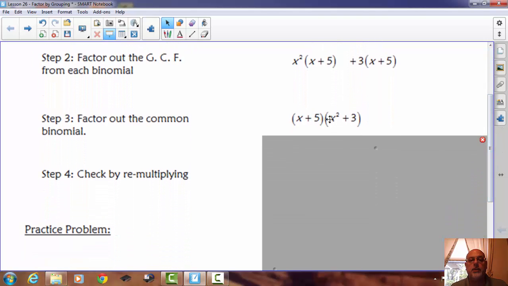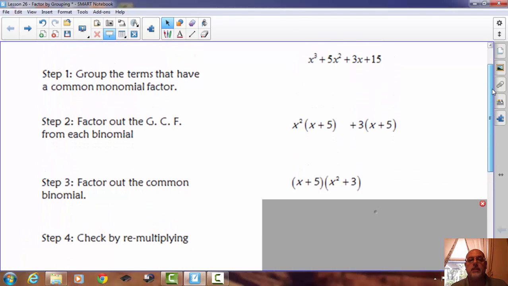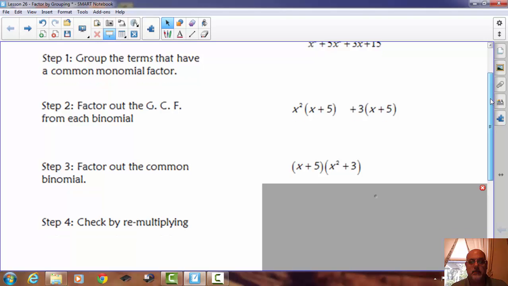You can check it by multiplying them back, and if you do, you will get the original expression, 3x squared, x cubed plus 5x squared plus 3x plus 15.